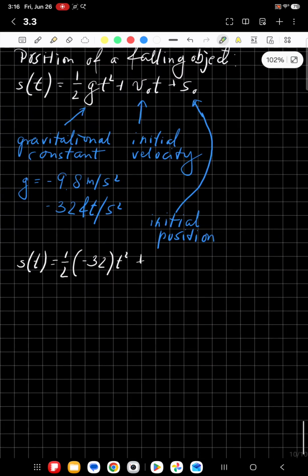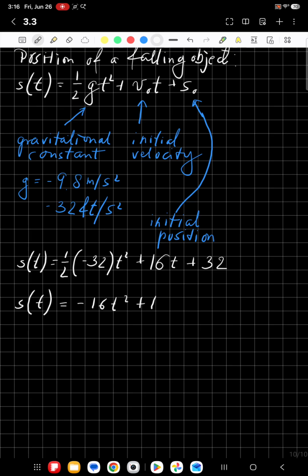All right, so where are we? That is 16t. And then the initial position was 32 feet, so 32. Let's simplify a little bit. S of t equals negative 16 t squared plus 16t plus 32.